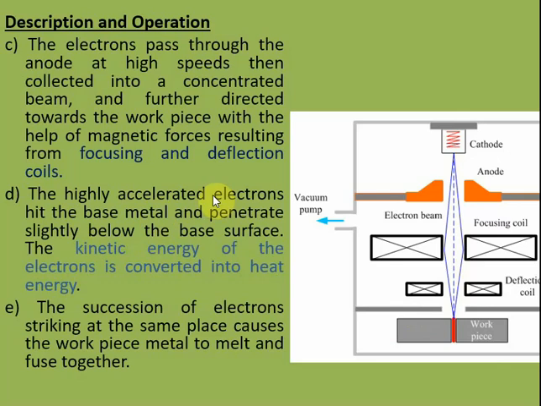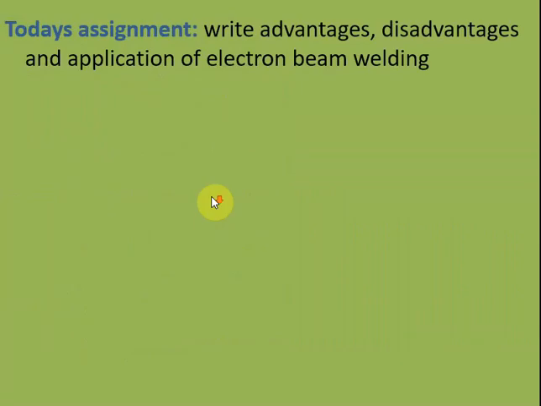As an assignment, after watching this video: write the advantages, disadvantages and applications of electron beam welding. That's the end of this video class, and also the end of module 4, and from the next video onwards we will move on.